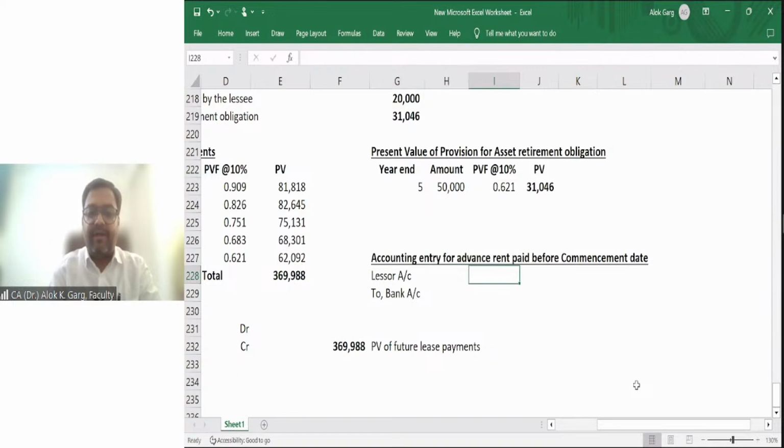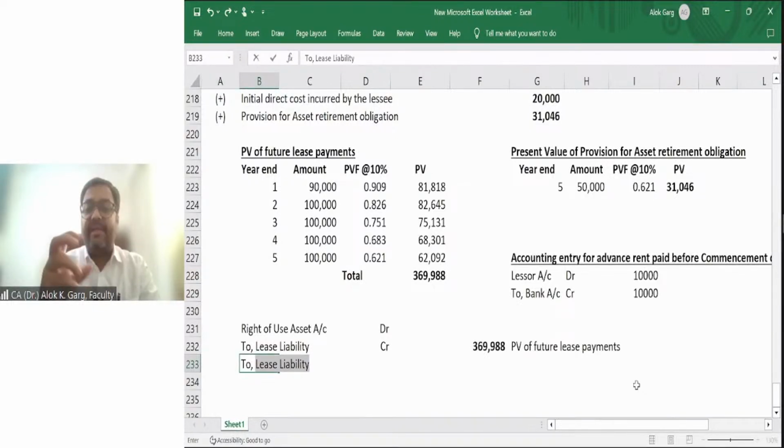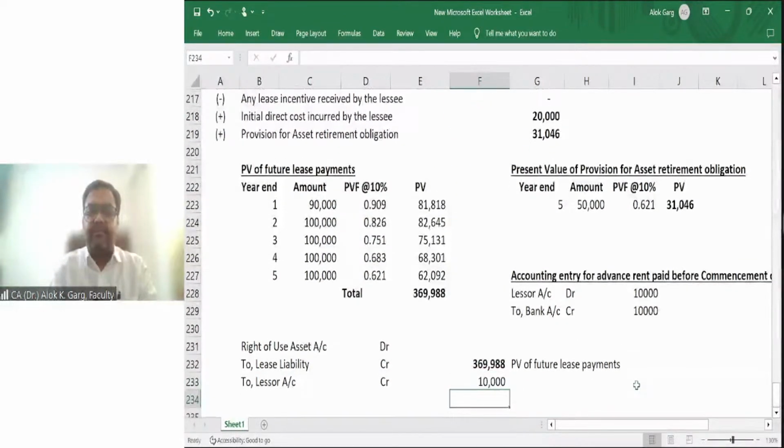This accounting entry I would have passed for 10,000 rupees. Since I have debited the lessor, I'll credit the bank. Technically, the entry is right of use asset account debit to bank account, to lessor account by 10,000. I believe it is clear now.